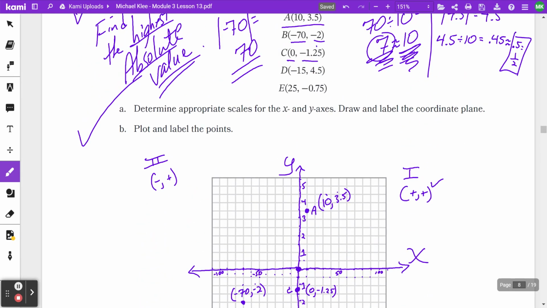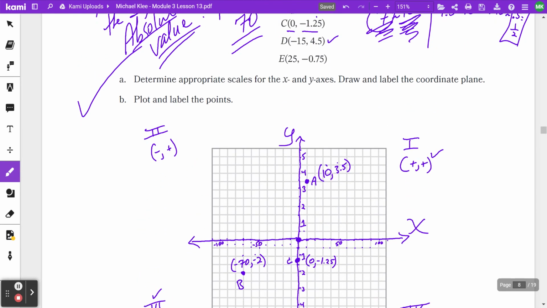Okay. Next one would be a negative 15, right? Negative 10, negative 20, negative 15 is right there. And then a 4.5. Let's see, a 4.5. That's nice. Right about there, right? 4.5, that's a positive. Should be right there, right in the middle. There you go. There's point D, and he is a negative 15, right? And in the second quadrant, and a 4.5.